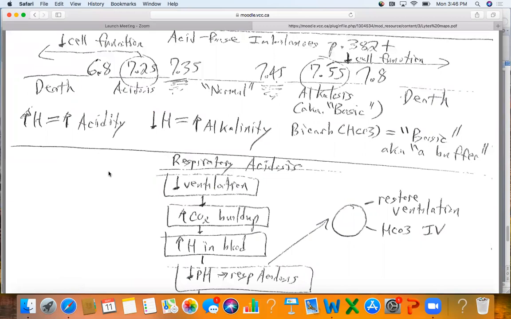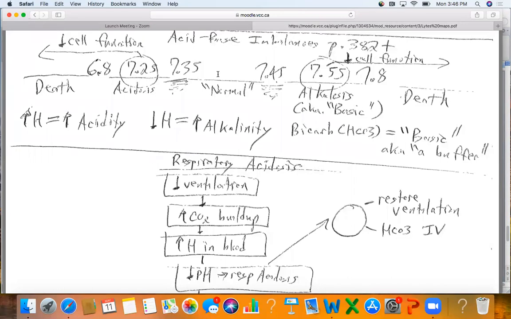What is the normal range of pH in the body? It says right here, 7.35 to 7.45. As you move up, we'll say that you're getting relatively basic in nature in terms of your pH. When you get to 7.55, you've got a cellular dysfunction happening. If you move all the way up to 7.8, you're dead.